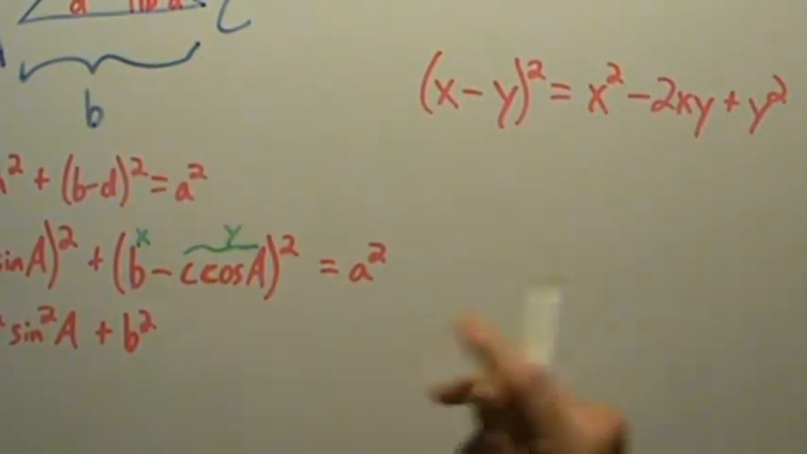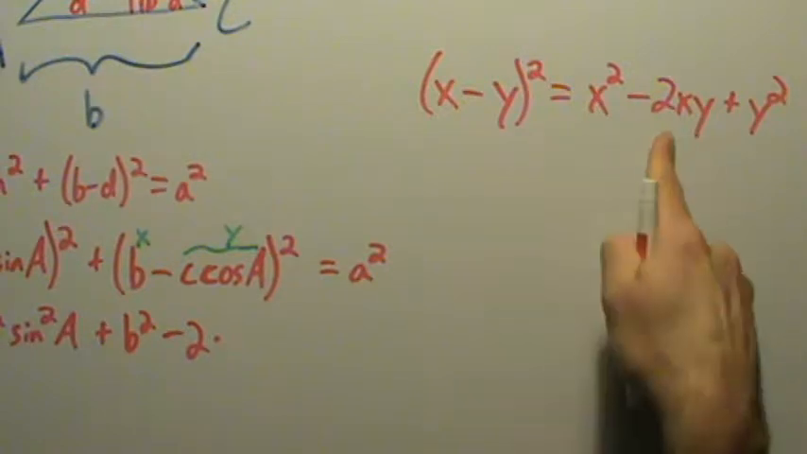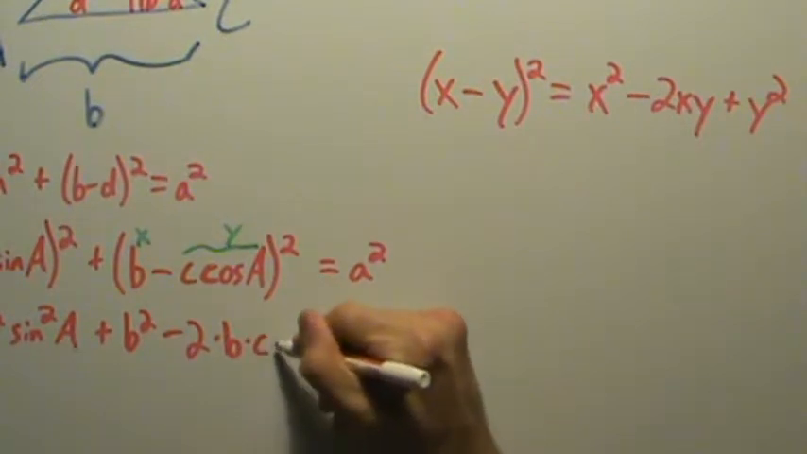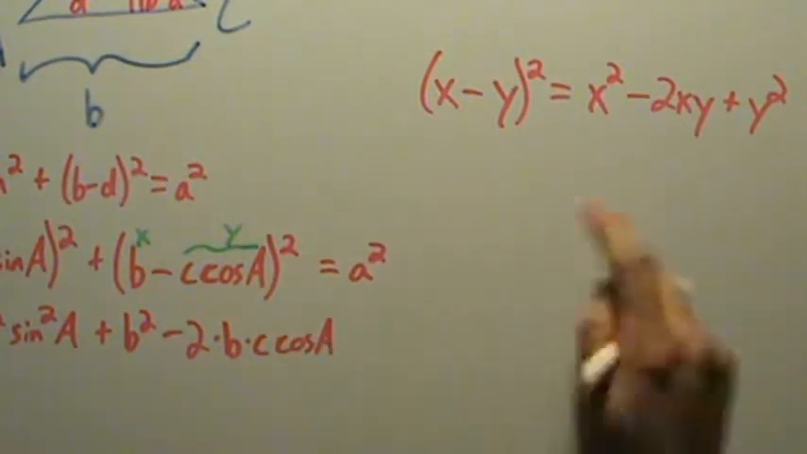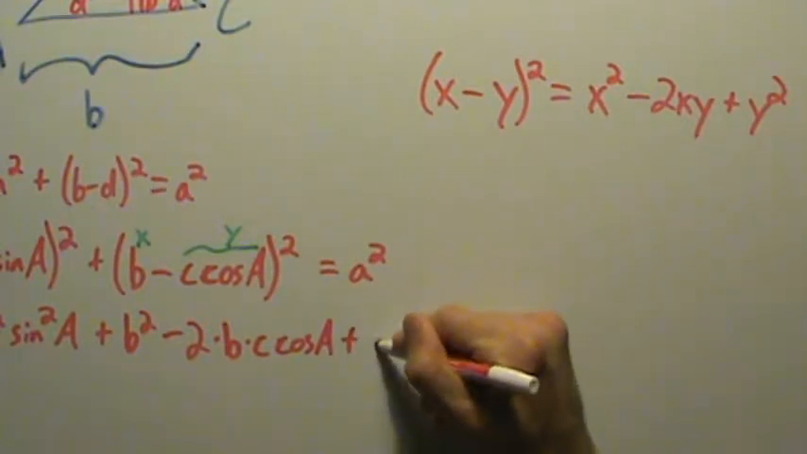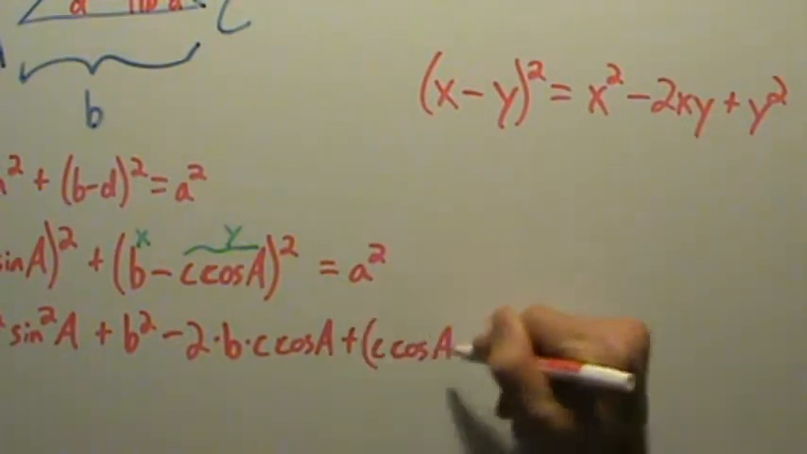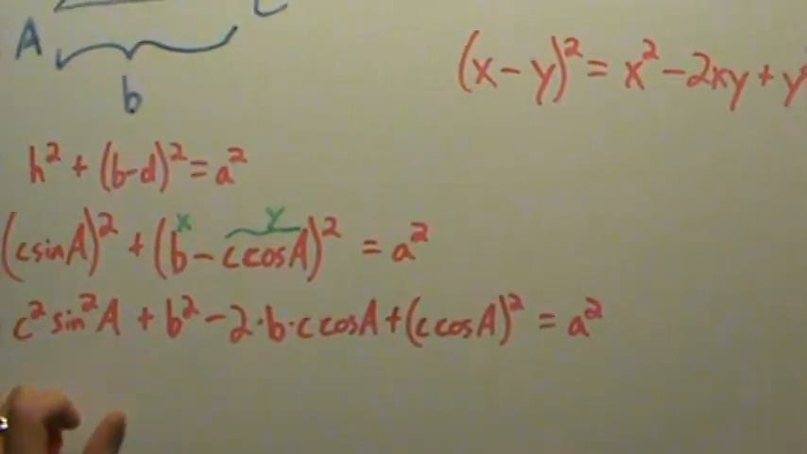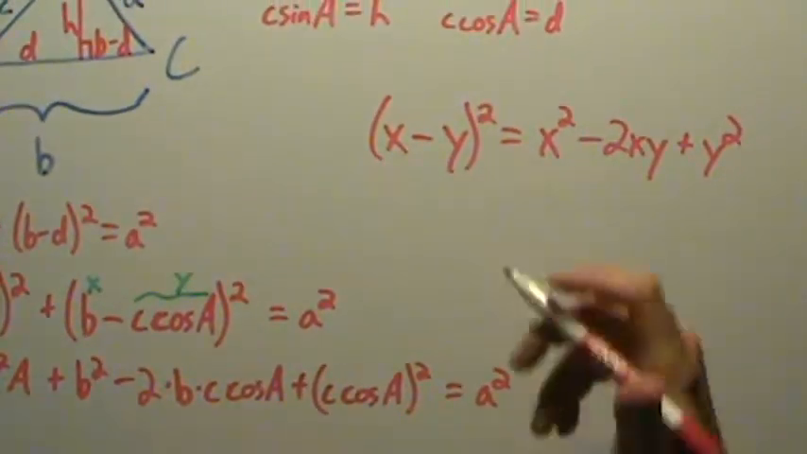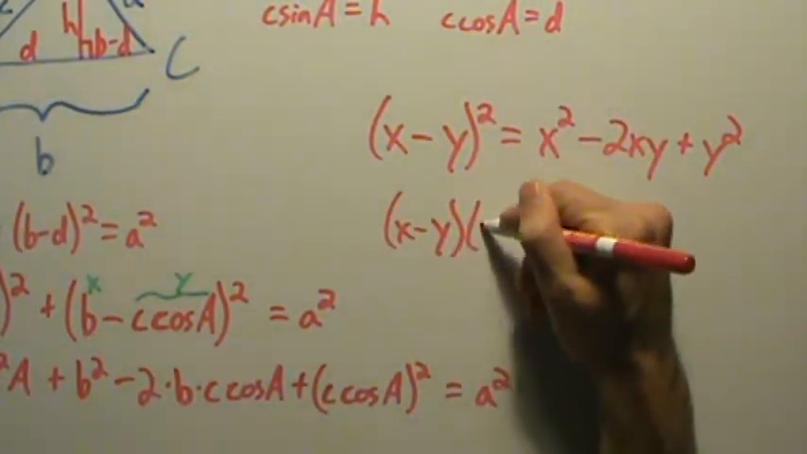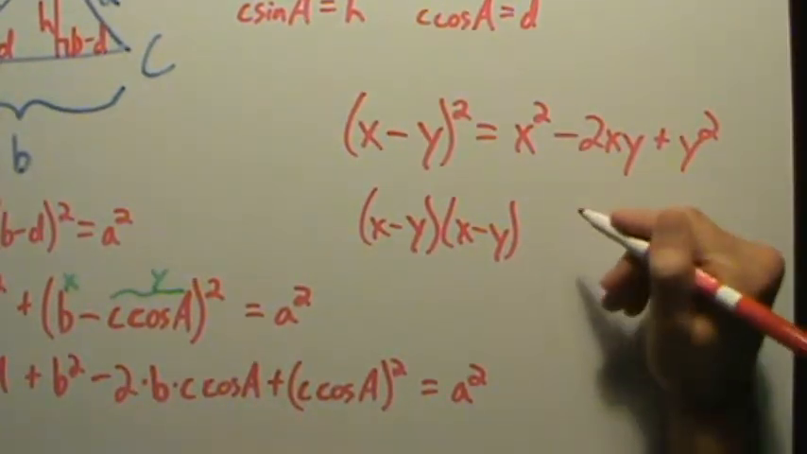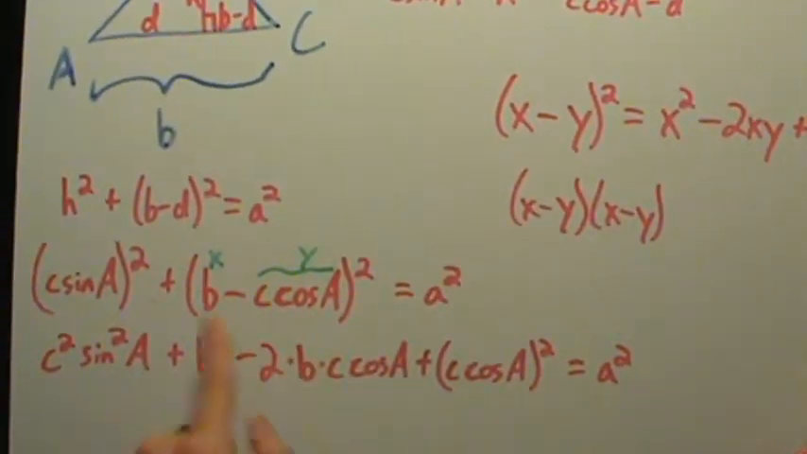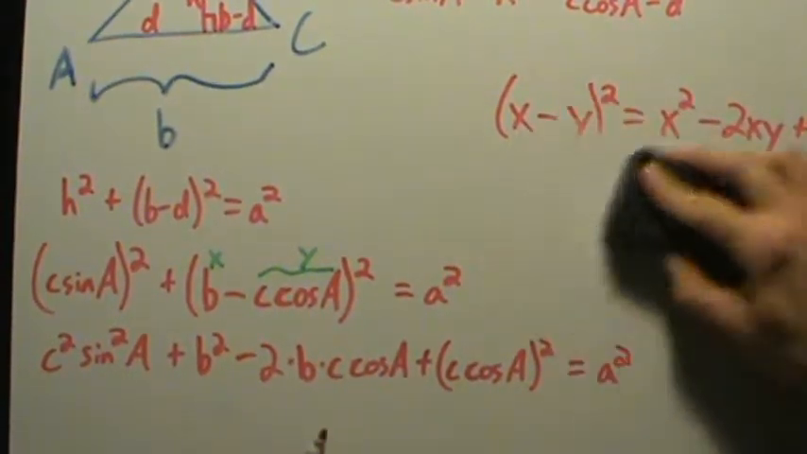B squared, and then minus 2 times x, but x is just b, times y is c cosine A, and then plus y squared, plus c cosine A squared still equals A squared. Okay, so again, we're just doing foiling here. So x minus y quantity squared, that's foiling because you're really just saying x minus y times x minus y. So when you do first, outer, inner, last, and you simplify, you just get this here. And with b and c cosine A instead of x and y, it just becomes this. So anyway, that's that.